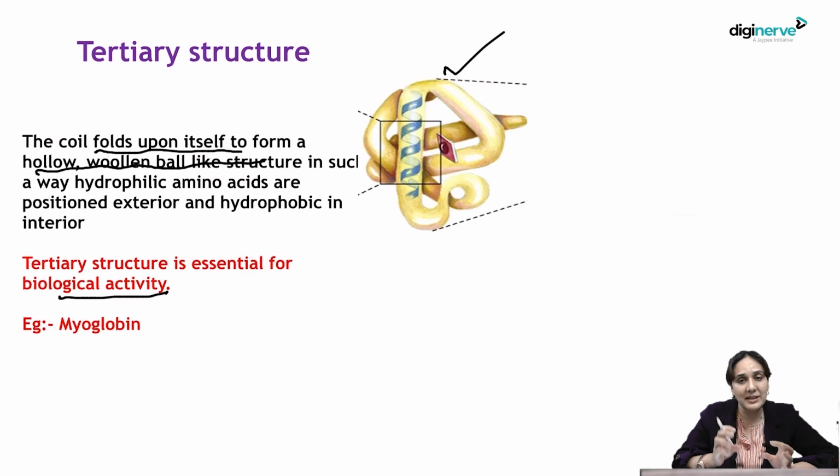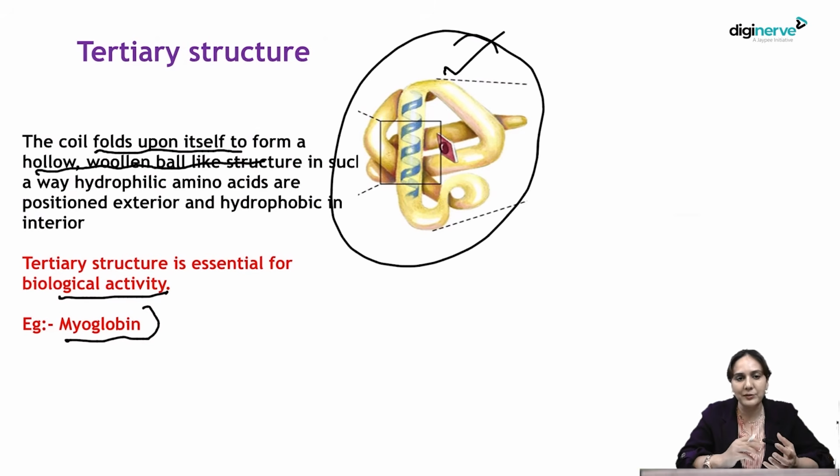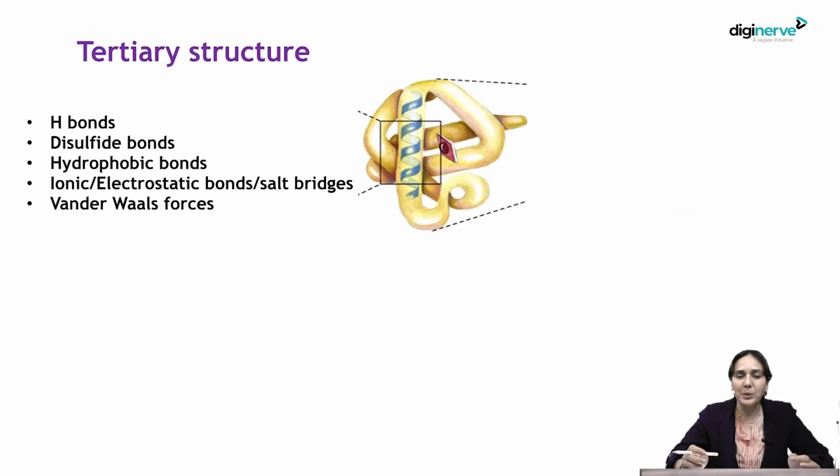So tertiary structure is required for the biological activity of the protein, and it is formed by folding of the coil on itself in such a way that on the exterior of this woolen ball there are hydrophilic amino acids, and in the interior there are hydrophobic amino acids. Because hydrophilic amino acids can easily form hydrogen bonds and ionic bonds and can interact with other proteins. An example is myoglobin. So this tertiary structure is formed by folding of the secondary structure into a woolen ball-like structure, and it is very important that it is required for functioning of the protein.